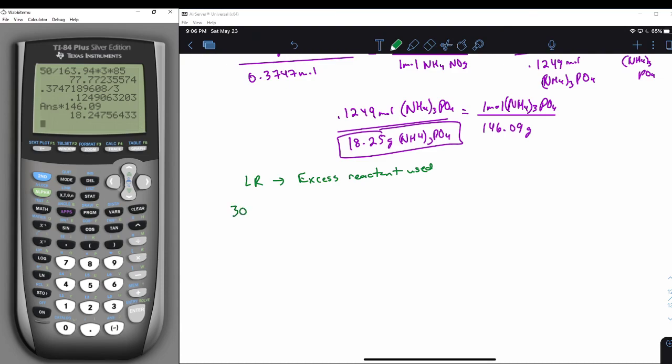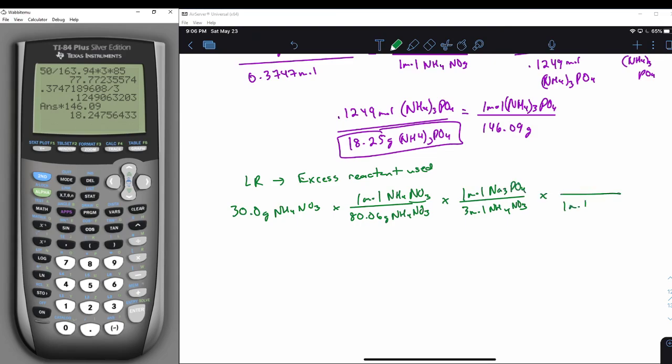And so here you would start with your 30 grams of NH4NO3, and you would calculate, well, how much of my other reactant would I need to react with 30 grams? So now we do another stoichiometry problem. And there's 3 moles of NH4NO3 to 1 mole of Na3PO4.